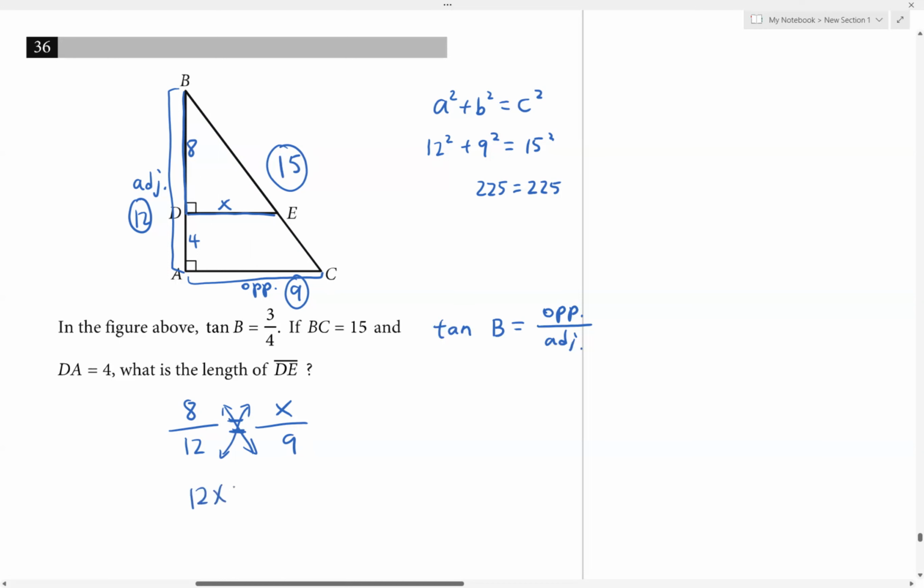So 12x equals 8 times 9, which is 72. To solve for x, divide by 12 on both sides, so x equals 72 over 12, which is 6. And x is side DE, so DE equals 6. That should be our final answer for number 36.